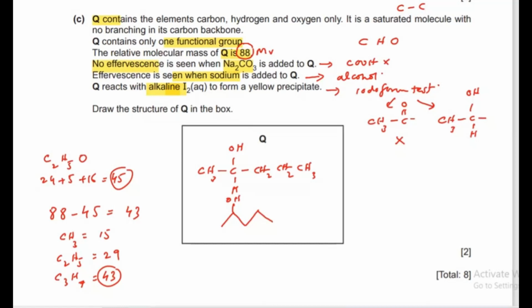It contains carbon, hydrogen, oxygen. It is a secondary alcohol. There is no branch in this. It cannot produce effervescence with sodium carbonate, but can produce effervescence with sodium metal, a reactive metal, and it contains the group CH3CHOH. This is the part CH3CHOH, which will give the positive iodoform test with alkaline aqueous iodine.